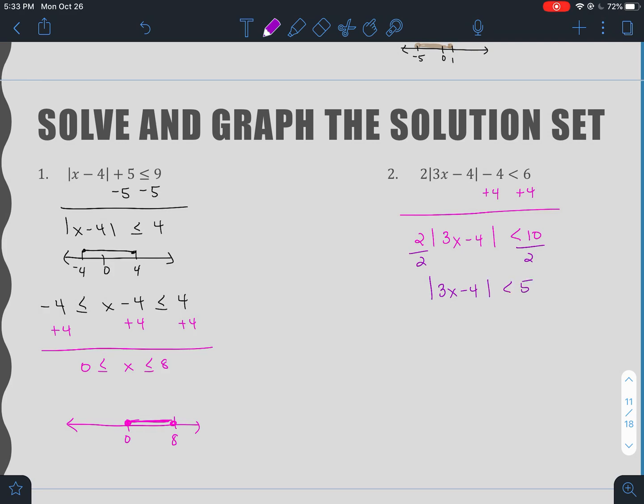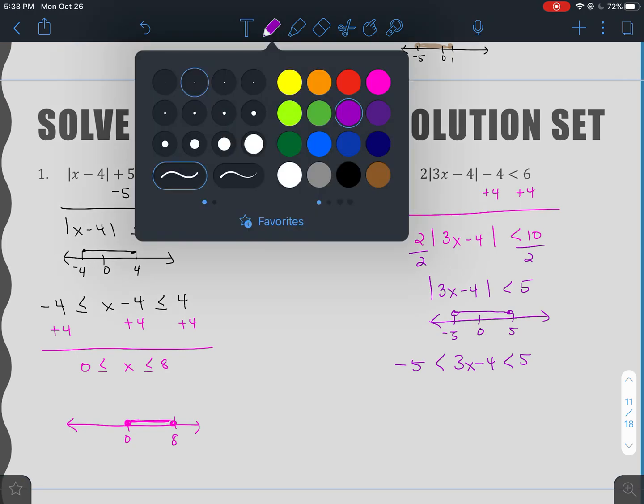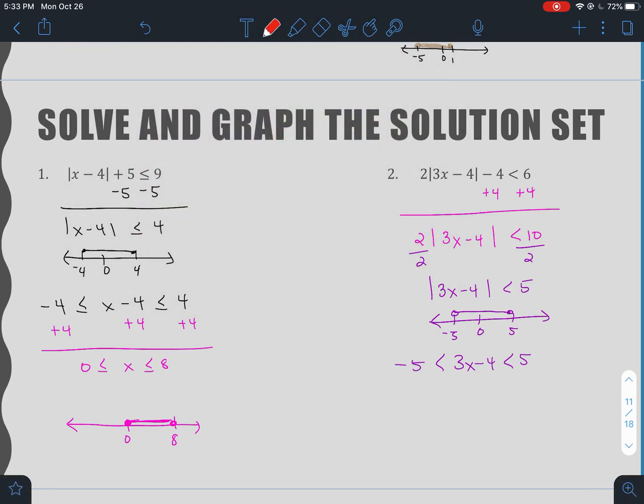So now I want the quantity 3x minus 4 to be less than 5 away from 0 on a number line. So to be less than 5 away from 0, I need to be in between negative 5 and positive 5. So I need that expression, 3x minus 4, to be in between negative 5 and positive 5 on a number line. So sandwich it in between negative 5 and 5. It needs to be bigger than negative 5, but less than 5.